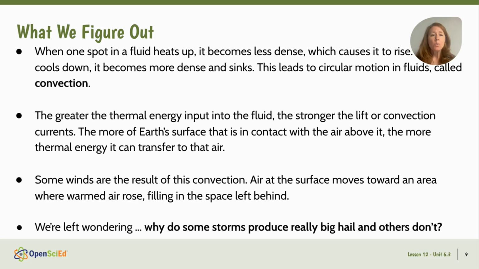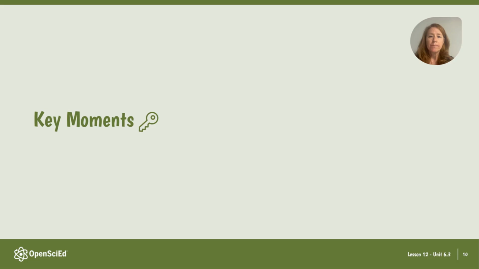So during this lesson, we're building on the model of convection that we originally introduced in Lesson 6. The students are extending that model by gathering evidence now that the greater the thermal energy input, the stronger the convection currents. They also figure out that some winds are the result of this convection. So we leave this lesson ready to put all our pieces together, though we're still wondering about different hail sizes. So we'll tackle that last piece in Lesson 13.